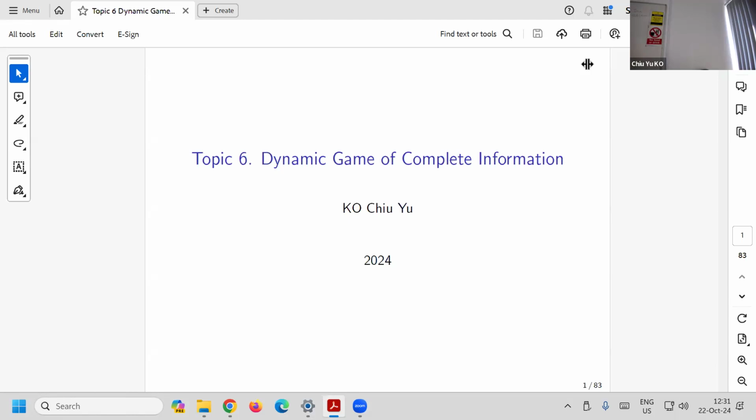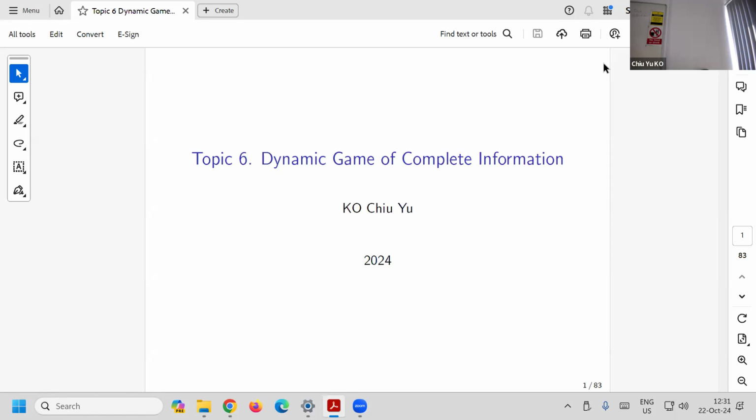So I would say this is one of the most important chapters for you, because a lot of applications you would actually focus on a complete information setup. The reason is that it is easier to build as a first round model, because there's one way to do it in the complete information way, and there are many ways you can model in complete information.